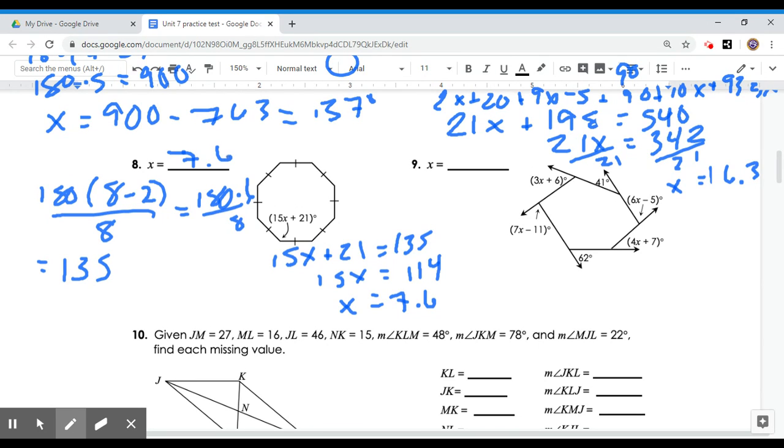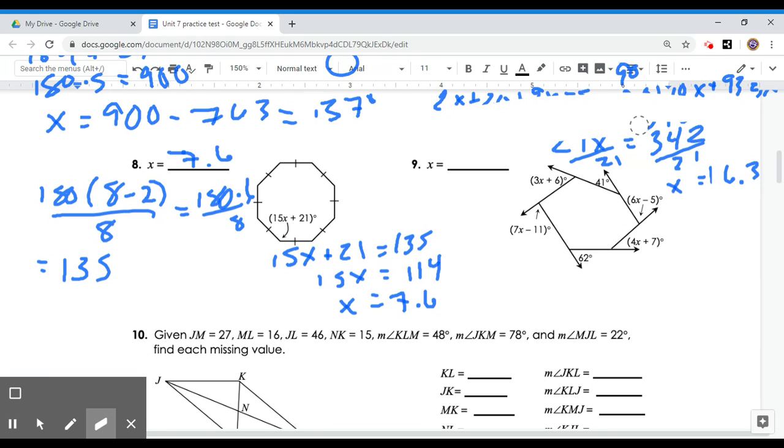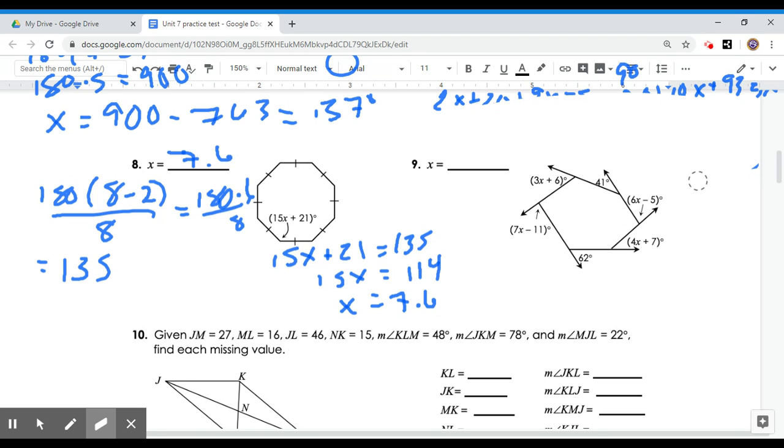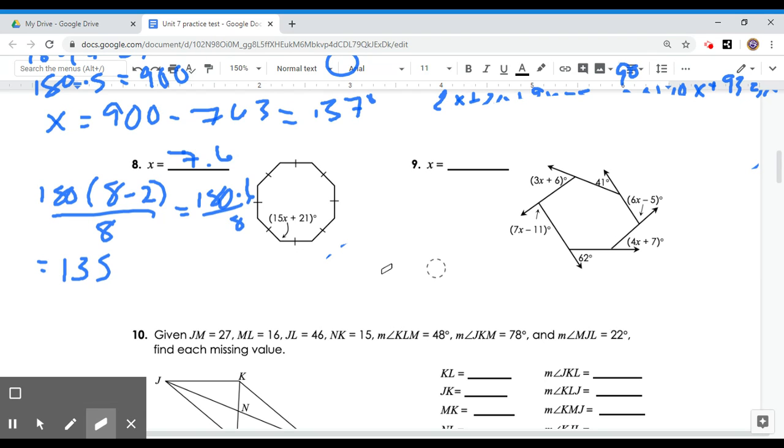All right, so number 9. So this is super crowded, so I'm going to erase some of this. So for number 9, we have a bunch of exterior angles. So the key here is just that you need to remember that the sum of exterior angles is always 360. Doesn't matter what the shape is, what the polygon is. So what we're going to do is add all of this stuff up and set it equal to 360.